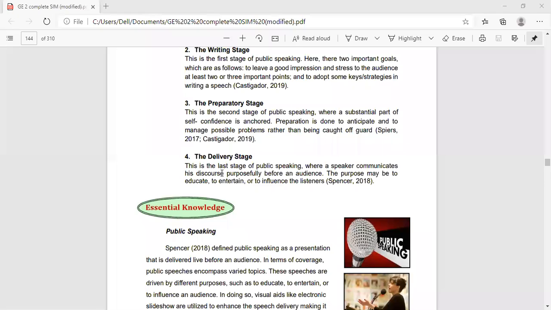And finally, the delivery stage. This is the last stage of public speaking where a speaker communicates his discourse purposefully before an audience. So the purpose may be to educate, to entertain, or to influence the listeners.